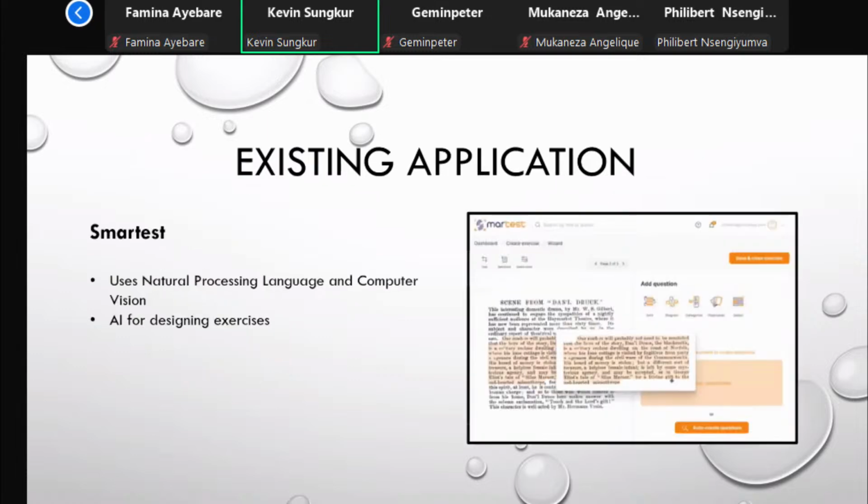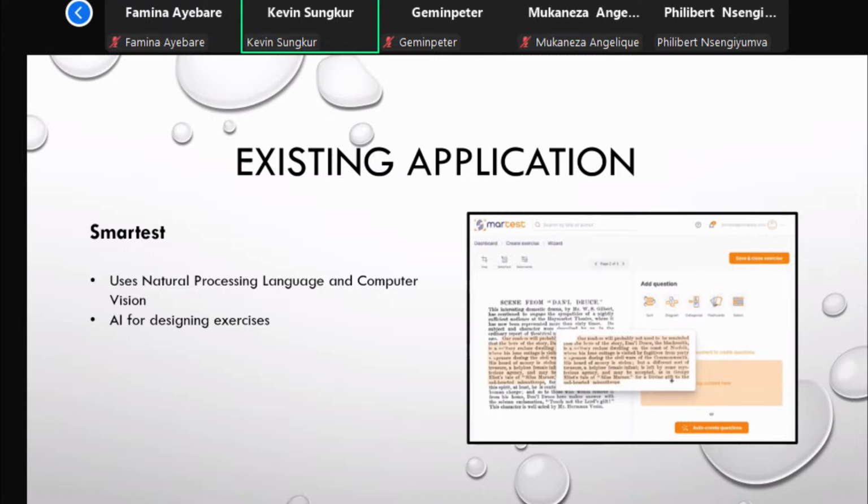Just like another one, which is Smart Tests. Okay, so we've been inspired. So we've considered existing systems, and we've tried to derive and come up with one that has perhaps the strengths of Duolingo and Smart Tests.